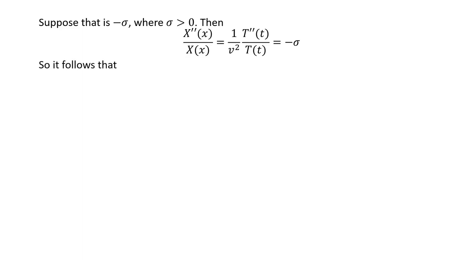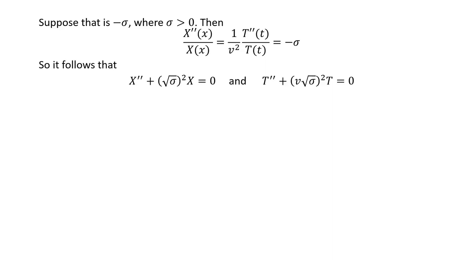So let's suppose that constant is, we write it as minus sigma, just to keep things simpler, as you'll see in a little while, where sigma is greater than 0. So in other words, something like minus 7 or minus pi or whatever. Then those two expressions are equal to minus sigma. And then multiplying out, I can then write it in this form.